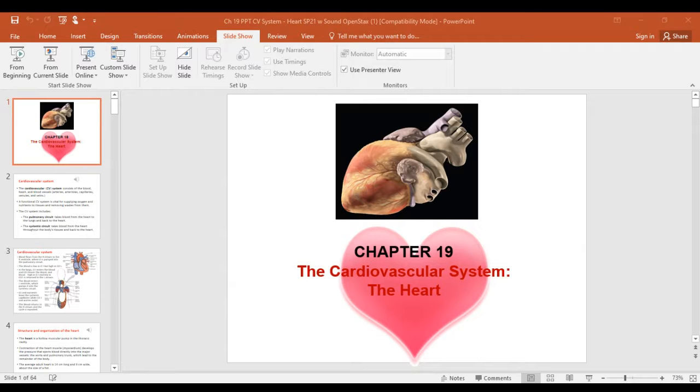And here's another diagram showing the valves. This one's kind of upside down compared to the one we saw before. This one has anterior at the bottom and posterior at the top.